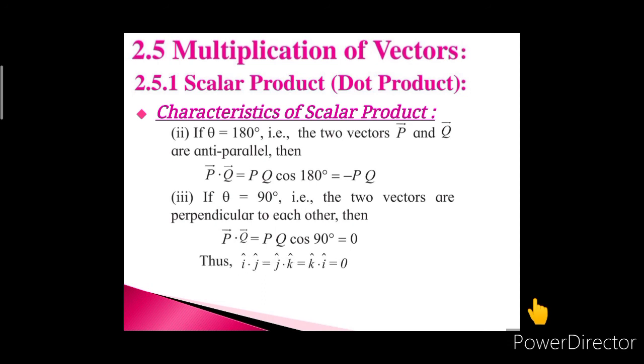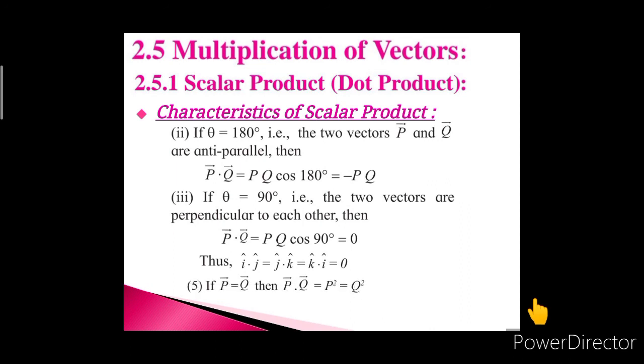And by using this, we can write the scalar product of the unit vectors which are mutually perpendicular to each other. That is i cap dot j cap is equal to j cap dot k cap is equal to k cap dot i cap is 0, and since the scalar product of two vectors obeys the commutative law of vector multiplication, we can say j cap dot i cap is equal to k cap dot j cap is equal to i cap dot k cap is equal to 0.